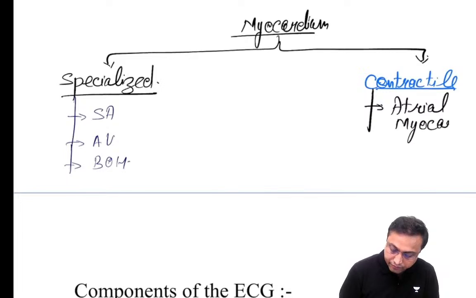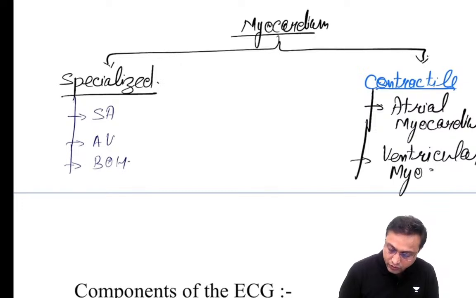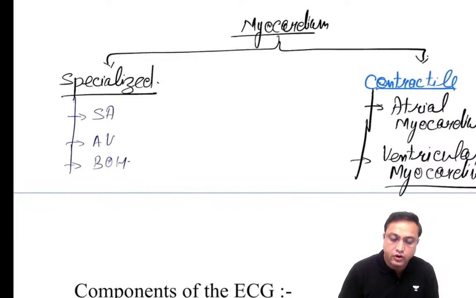Atrial myocardium, and it has ventricular myocardium. Why have we segregated into specialized myocardium and contractile myocardium? Let's make this point very clear over here.